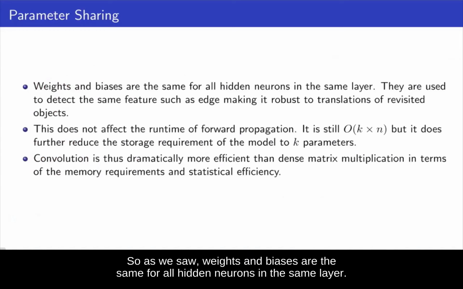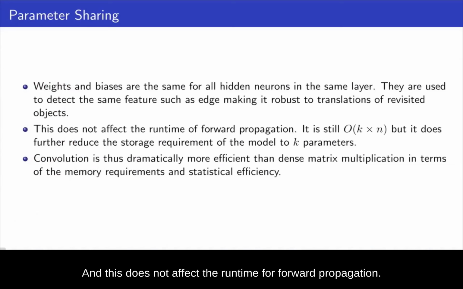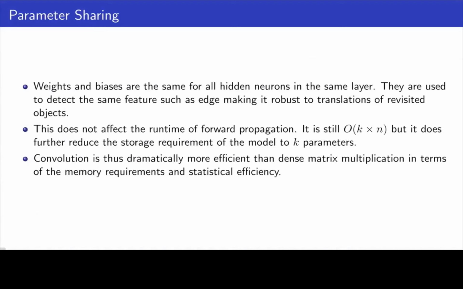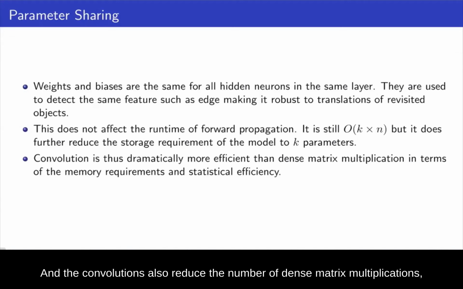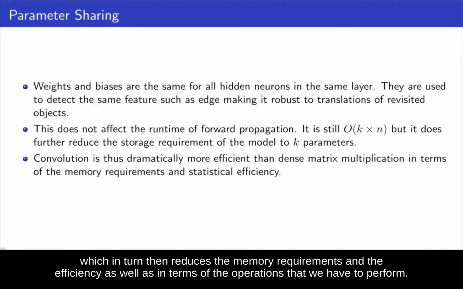As we saw, weights and biases are the same for all hidden neurons in the same layer. This does not affect the runtime for forward propagation. It's still O of k times n, but it significantly reduces the storage requirement of our model in terms of the number of parameters, and the convolutions also reduce the number of dense matrix multiplications. This in turn reduces the memory requirements and improves efficiency, as well as reducing the operations that we have to perform.